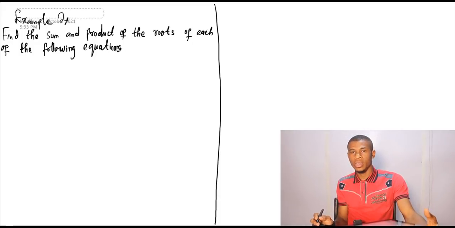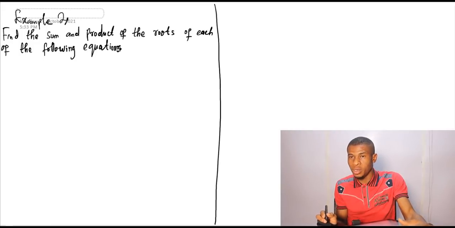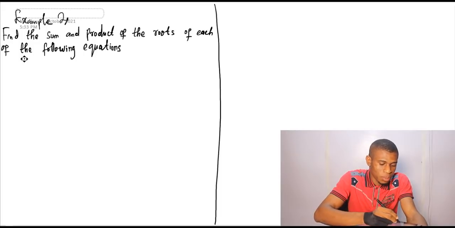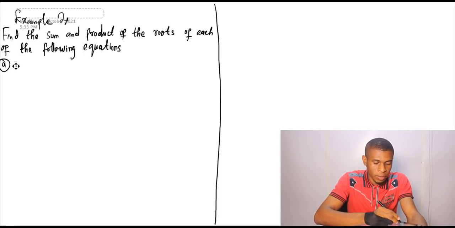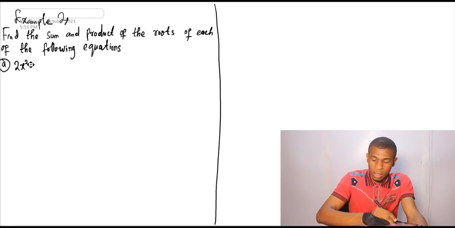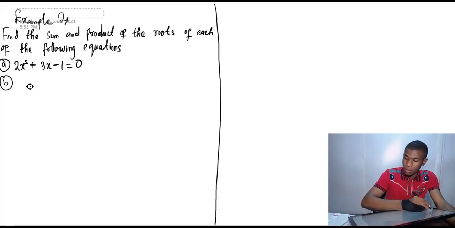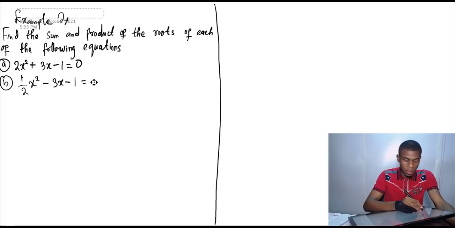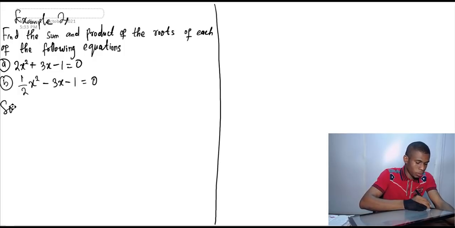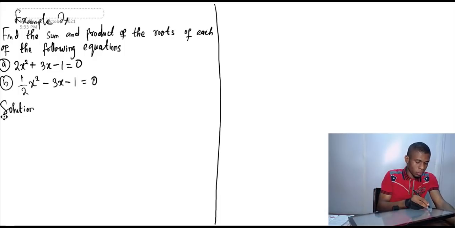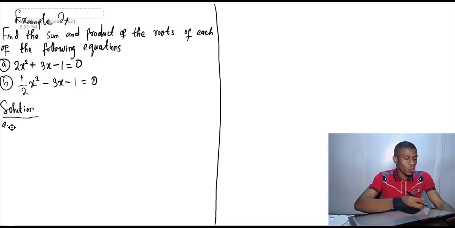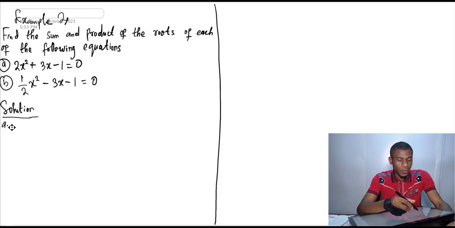Now you will be given an equation and you will be asked to find the sum and product of roots. As simple as it is: a, 2x squared plus 3x minus 1 equal to 0. b, half x squared minus 3x minus 1 equal to 0. Solution. A. So we are given two quadratic equations. We are asked to find the sum and product of roots of each of them.